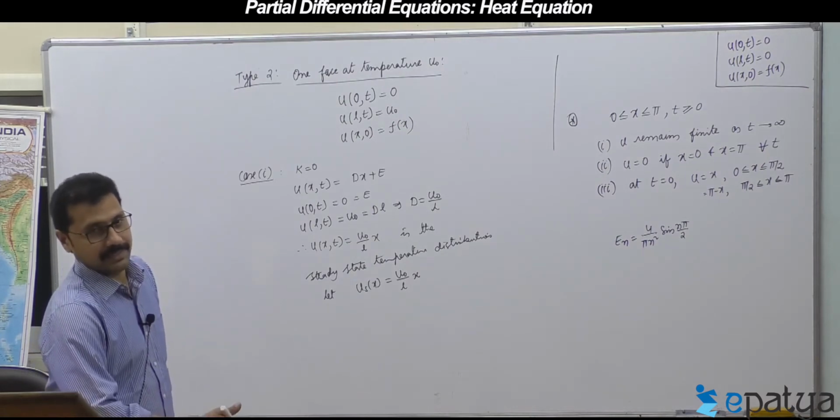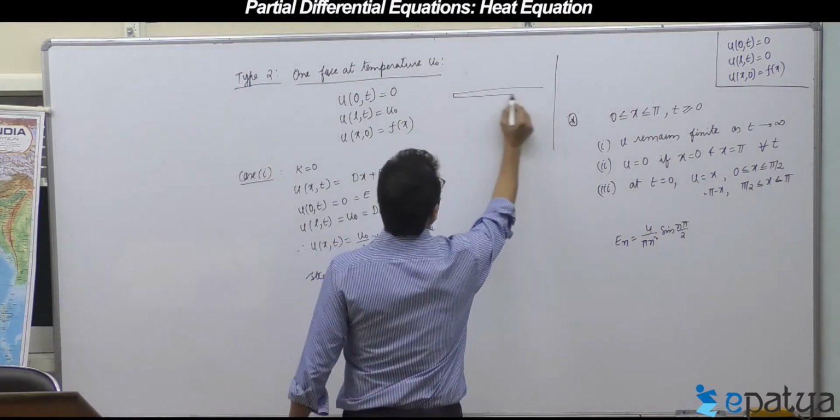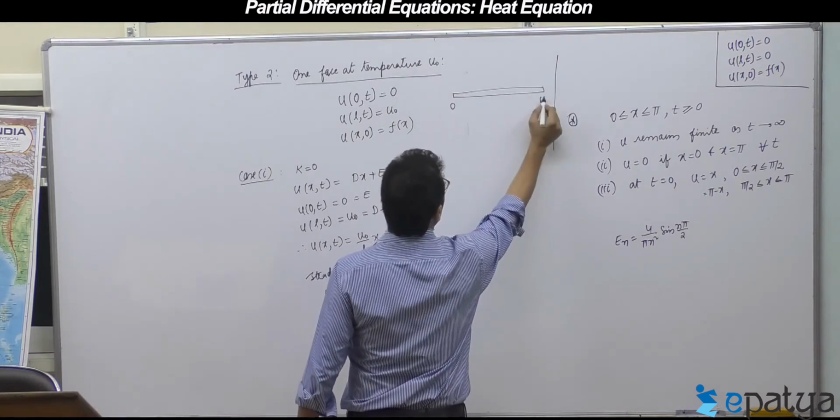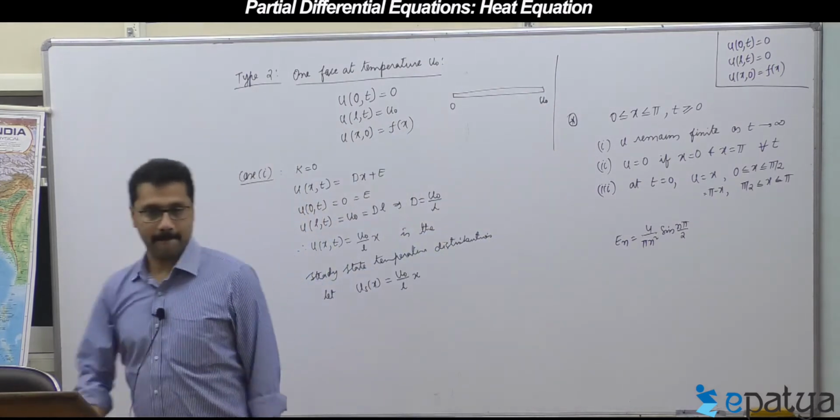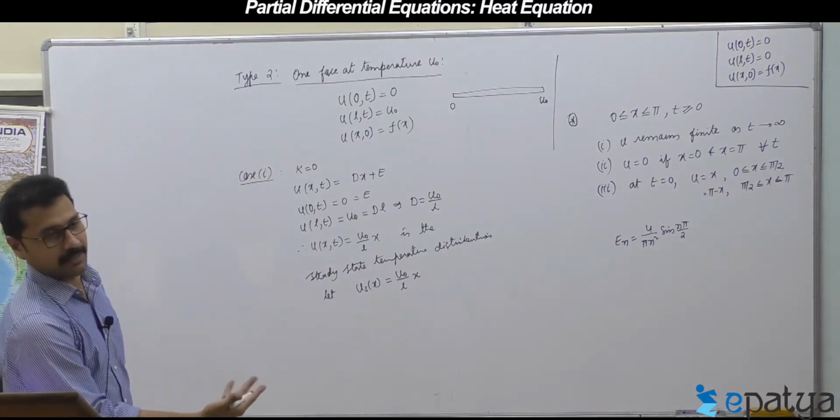Mx plus c, c is 0. Because one side you are maintaining 0. It means that a rod like this is 0, this is maintained at u0. That u0 tomorrow you will be given a value there. So you substitute the value, that's it.